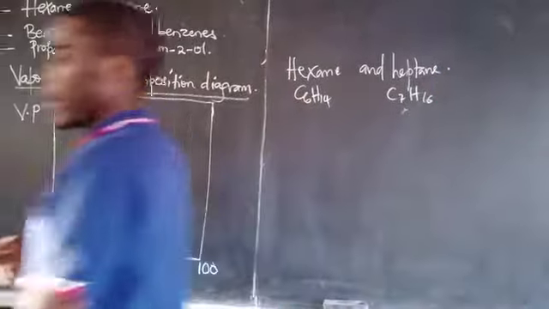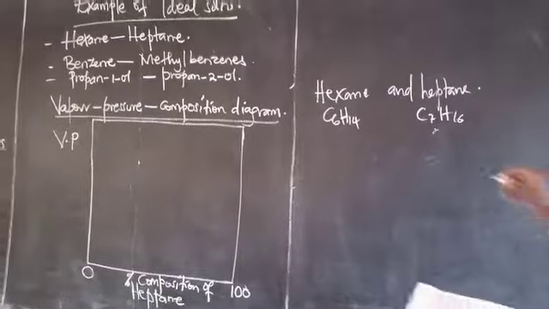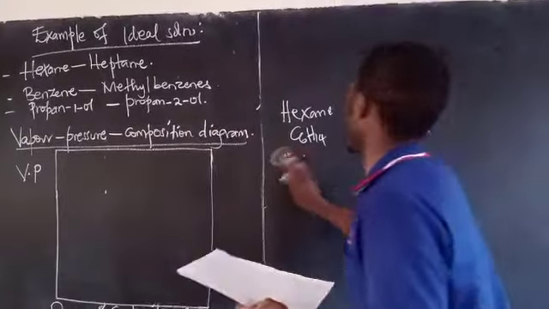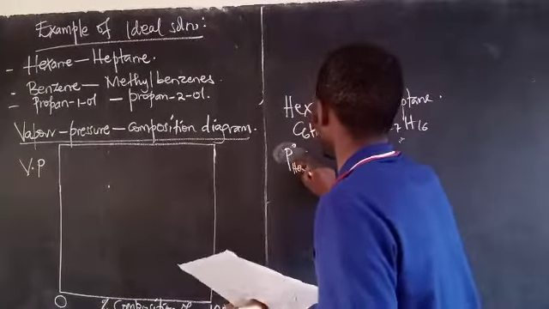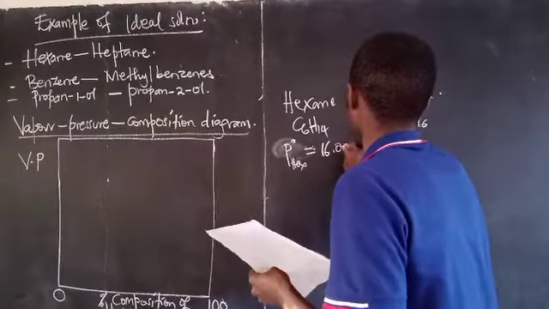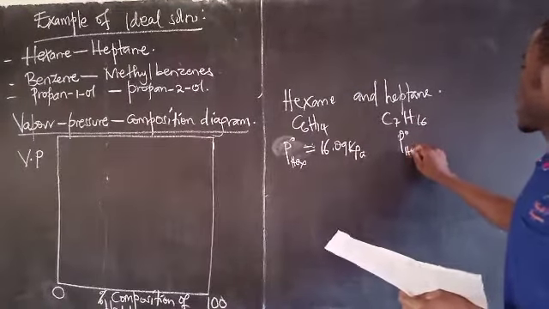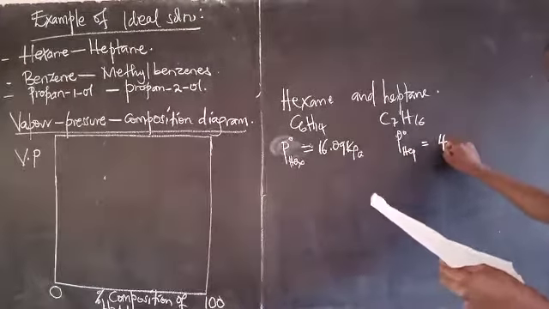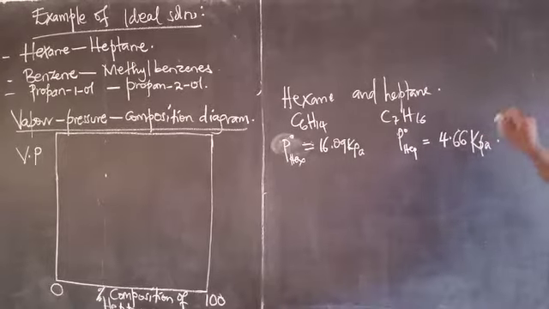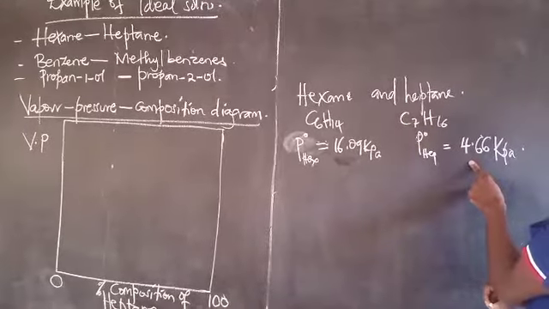And from literature, the vapor pressure of pure hexane is, let me call it P naught of hexane. The P naught of hexane is 16.09 kilopascals, and the P naught of heptane is 4.66 kilopascals. An indicator that this one can vaporize more than this.